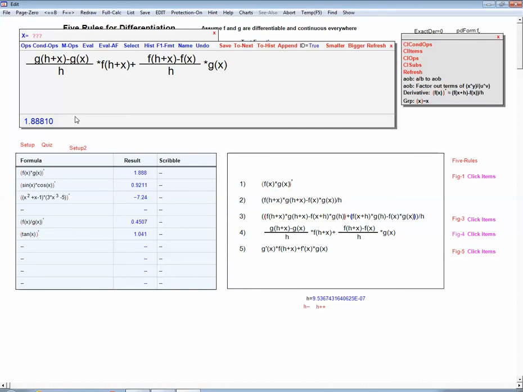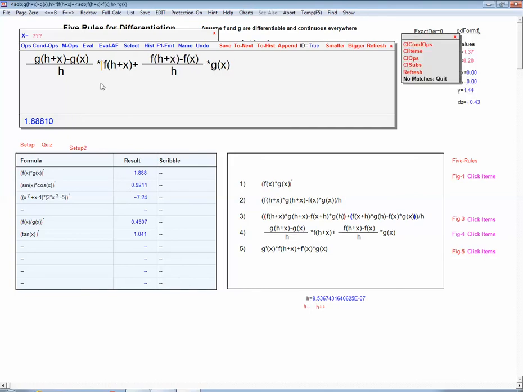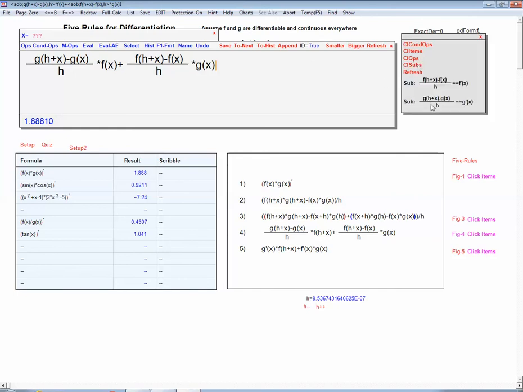Okay, so now we let h go to 0. So what does this one go to? Well, as h goes to 0, we're assuming f is continuous. This one just goes to f of x. And what about this thing here? That goes to g prime of x. And let's see if that's one of our substitutions. There it is. That's g prime of x. And what about this f minus f over h? That is f prime of x. So let's make that substitution. And there we have it. That's the formula that we wanted to end up with. So that's the product rule.